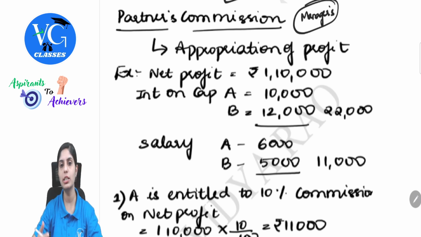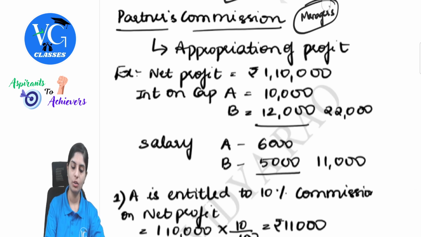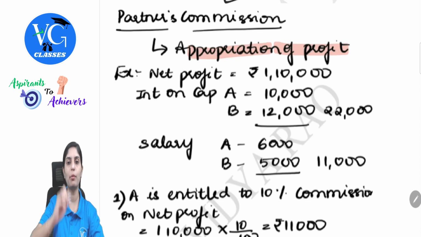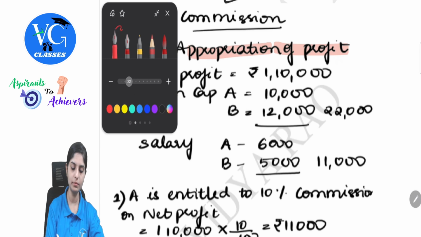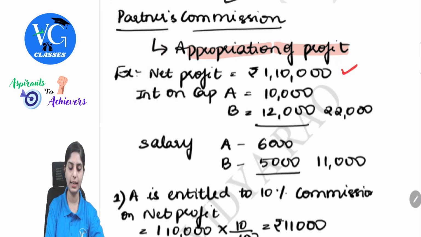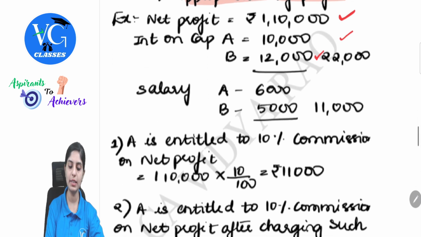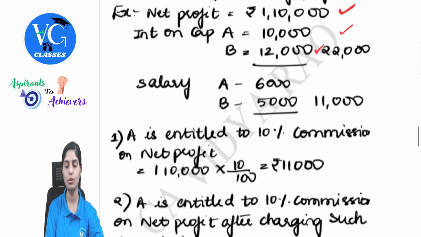That is, before charging commission and after charging commission. Let's understand how this is done. So this is an appropriation of profit. That means we will provide it only if profit is available. Let's take an example. There is a net profit of 1,10,000. Interest on capital of A is 10,000 and interest on capital of B is 12,000. So total interest is 22,000. There is a salary of A 6,000, salary of B 5,000, total salary expense 11,000.